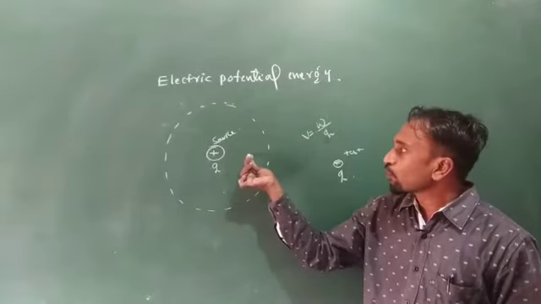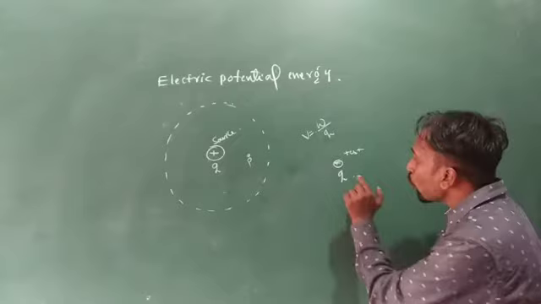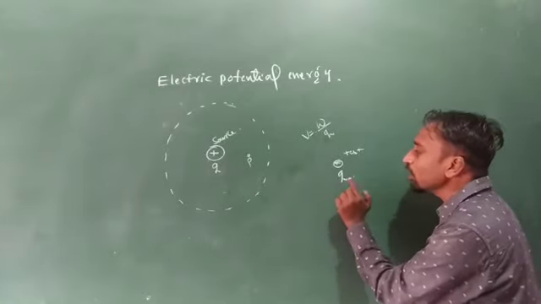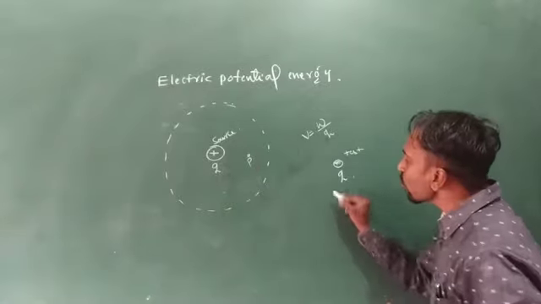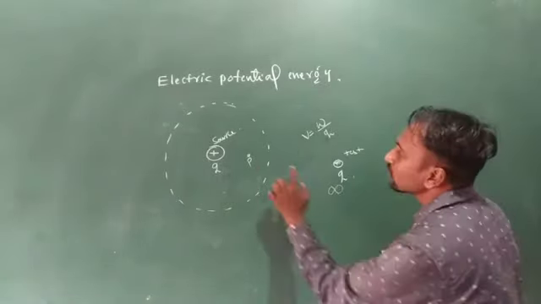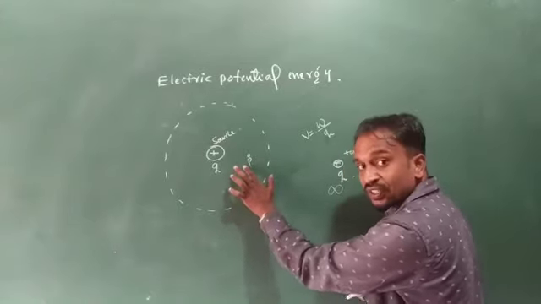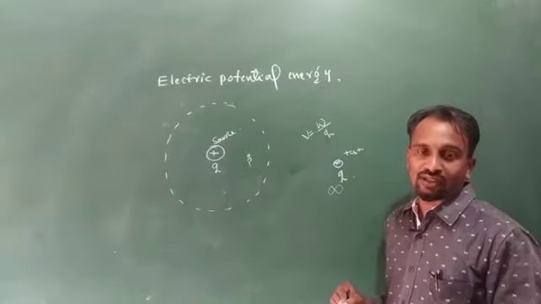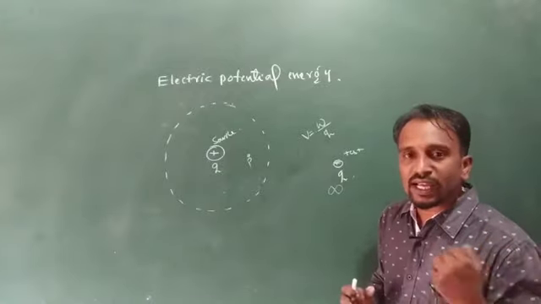Electric potential at a point in an electric field is the work done in bringing a unit positive charge from infinity to that point, against the electric field. Why do we consider it against the electric field?